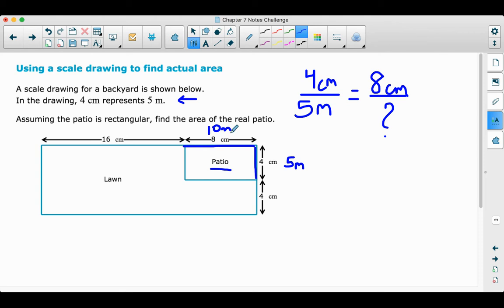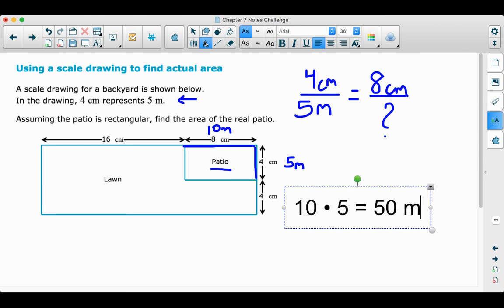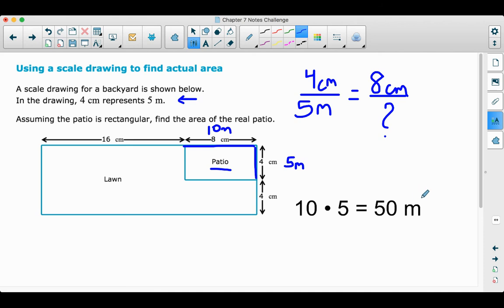So now I have my actual lengths. This is a 10 meter by 5 meter patio. So to find the area of this, I am going to do 10 times 5, and I'm going to get 50 meters squared. And yes, I am writing squared because we are talking about area. Anytime someone asks you to find area of something, you want to make sure that you find the dimensions first and then you find the area.